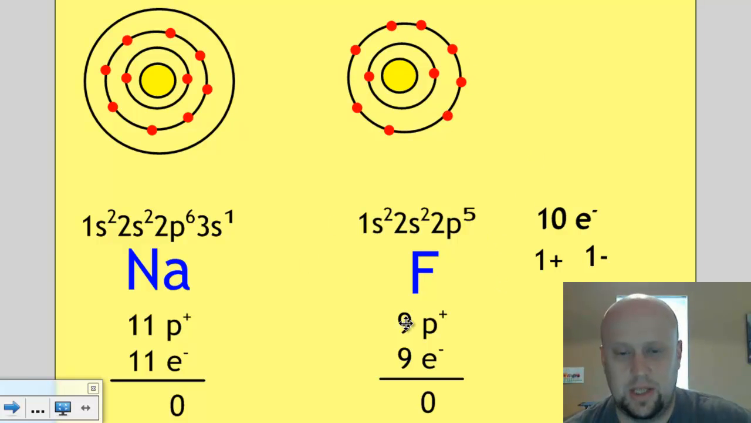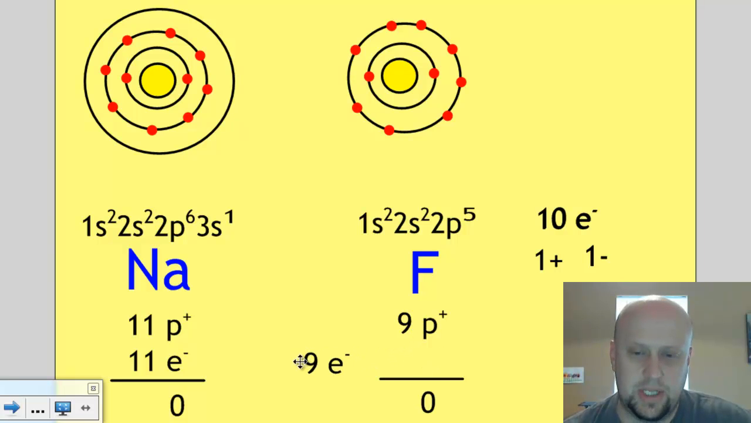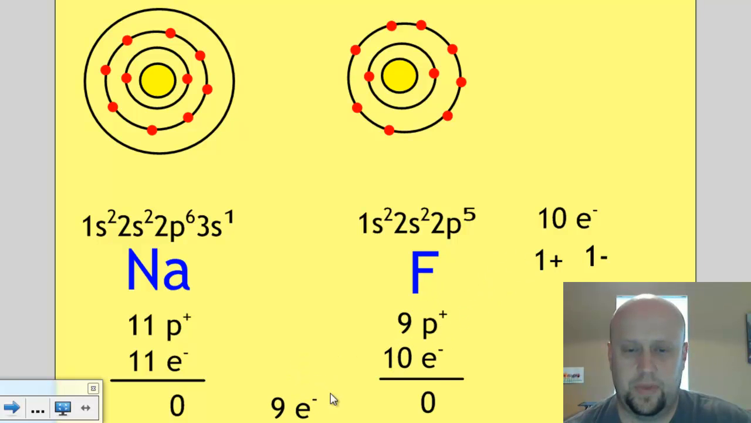And what this means is that this is where fluorine was. Fluorine had 9 protons and 9 electrons, but now it doesn't have 9 electrons anymore. Now it has 10 electrons. Okay, which means that its charge is no longer balanced.